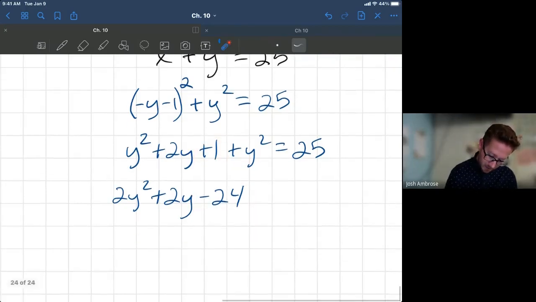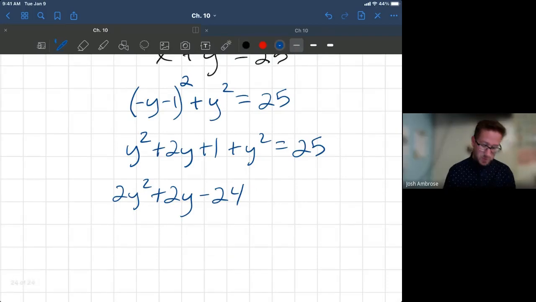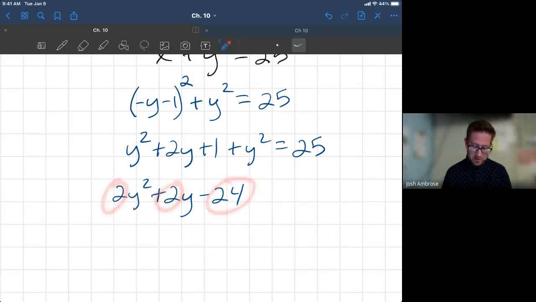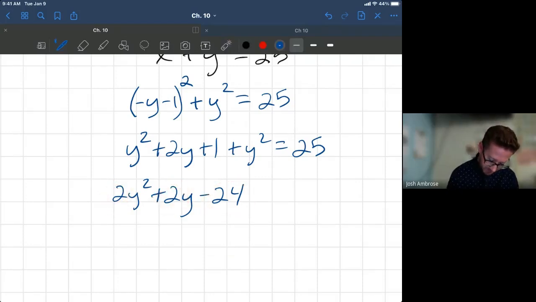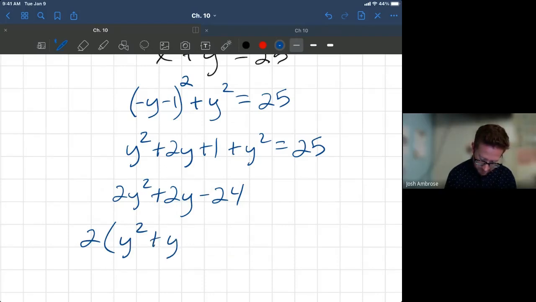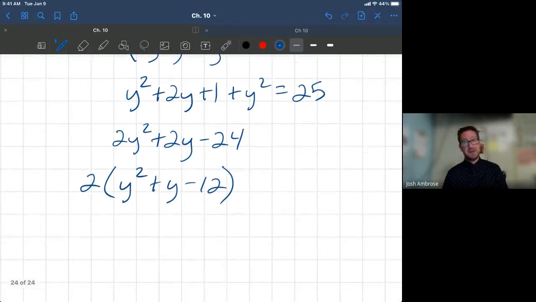Okay, now we need to proceed to simplify and factor. All right, so you'll notice all of these guys share a value of 2. So I could factor a 2 out of all of these. Factor out a 2. Here's what you're left with. Y squared plus y minus 12. All right. Then I have to factor it.